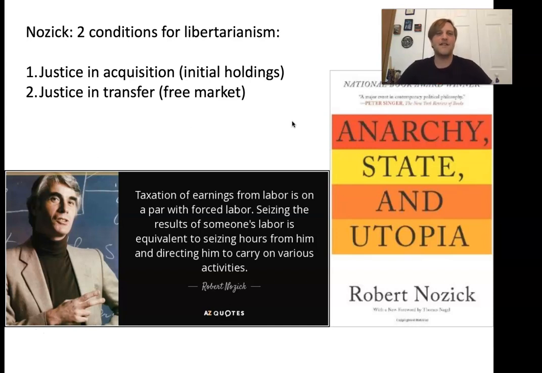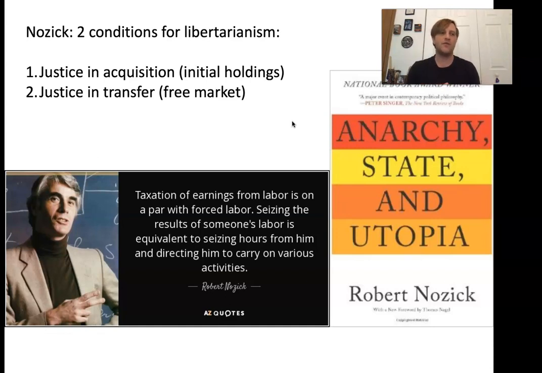Okay, so Nozick says there are basically two conditions that we see for libertarianism, and this comes out of Michael Sandel's analysis of his work. Michael Sandel's a philosopher at Harvard. So Nozick says basically what we need is justice in acquisition, so initial holdings, basically. Did you receive the things that you have, your property, the objects you own, and so on, fairly? Were they received through the marketplace, basically?